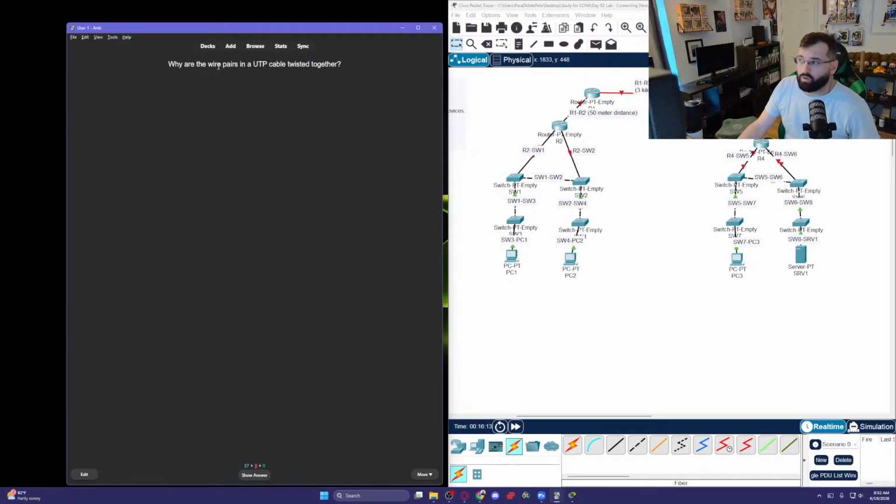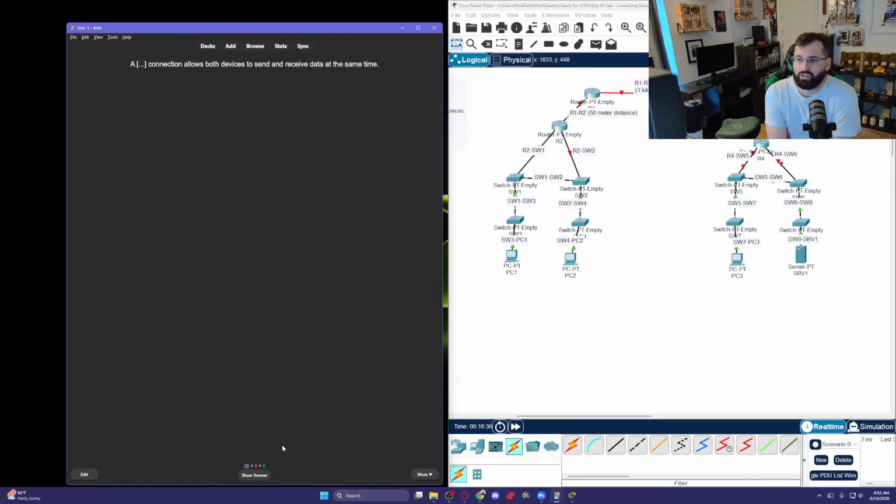Why are the wires in a UTP cable twisted together? To protect from interference. EMI. What is the speed of fast Ethernet connection? I think it's 10 gigabits. 100 megabits. 10 gigabits, that'd be crazy.